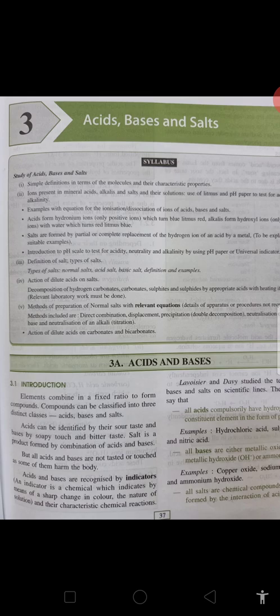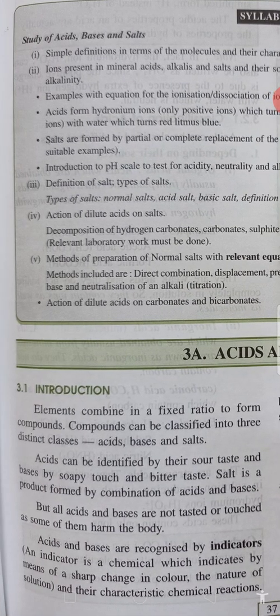So children, regarding the introduction part, we say that acids and bases, so elements combine together in a fixed ratio to form a compound. So we all know that compounds are formed by the combination of elements, and these compounds can be classified into acids, bases and salts. So we have classified our compounds into three categories. They are acids, bases and salts.